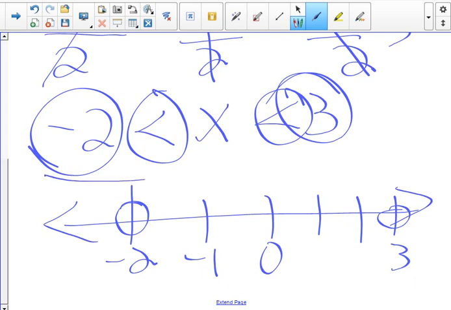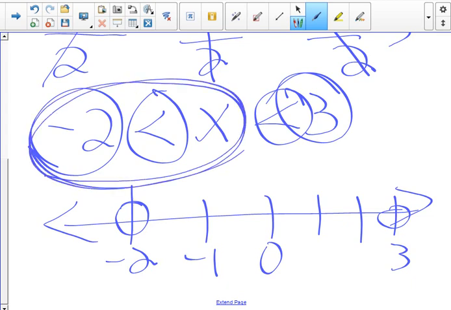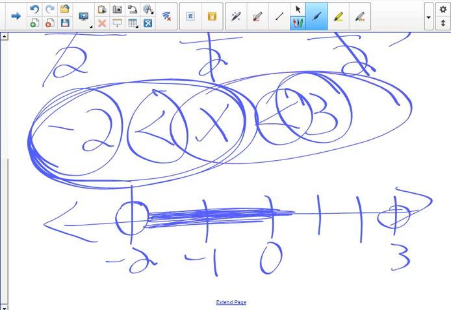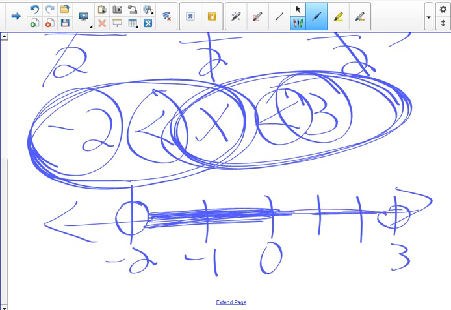Now let's take each side. X is greater than negative 2. So it's greater than, so I'm going to shade to the right, and I'm going to go about halfway and stop. Now I'm going to look at this side. X is less than 3. So it's going to be there. So there's my graph and my inequality.